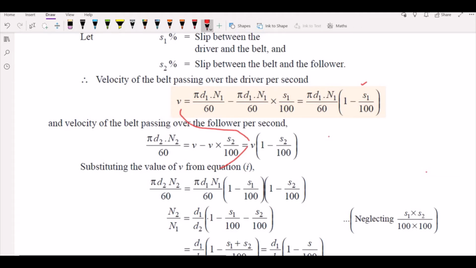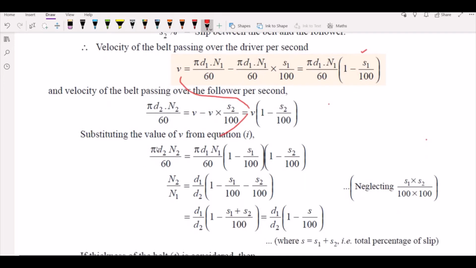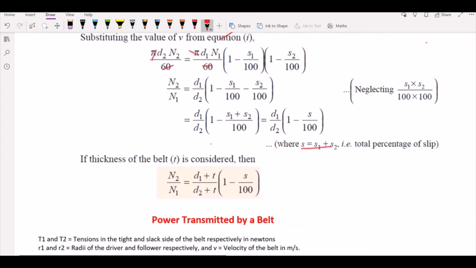So by simple substitution, this pi will be cancelled, and if I take N2 by N over here, 60 will be cancelled. Then N2 by N1 is equal to D1 by D2 into 1 minus S1 by 100 minus S2 by 100. If I neglect both S1 and S2, or if I take S equal to S1 plus S2, then the final relation I can take as N1 by N2 is equal to D1 by D2 into 1 minus S by 100, or you can take any of the relations.